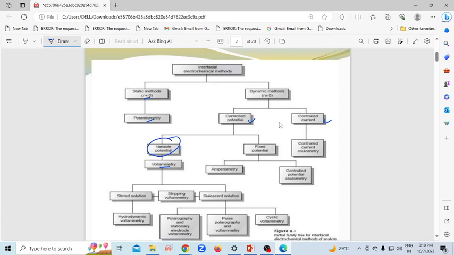Then with a stirred solution, it is stripping voltammetry. With a quiescent solution, if your solution is being stirred, it is known as hydrodynamic voltammetry, and if it is stagnant, then it is known as polarography and stationary electrode voltammetry, polarography and voltammetry, and cyclic voltammetry. So this is the tree where you can understand how the different types of voltammetry are described.